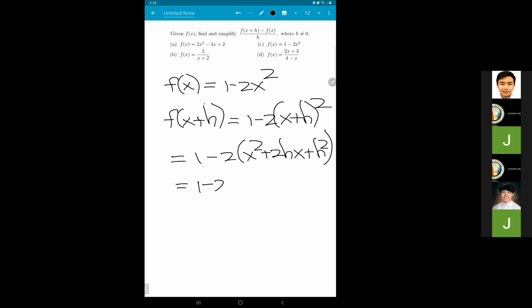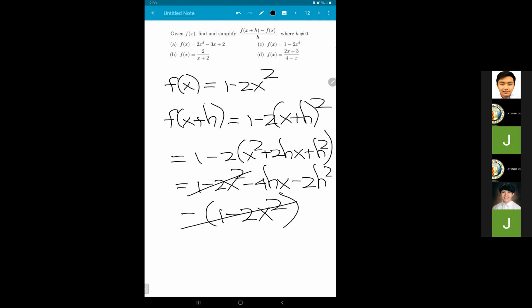So you'll have this 1 minus 2x squared minus 4hx minus 2x h squared. And then you evaluate next the numerator. And note that f of x is just the original function or expression. And in fact, you should find terms canceling out, which is these two terms here. So if you subtract that, minus 1 minus 2x squared, you'll find these terms canceling out, leaving you with just negative 4hx minus 2h squared.